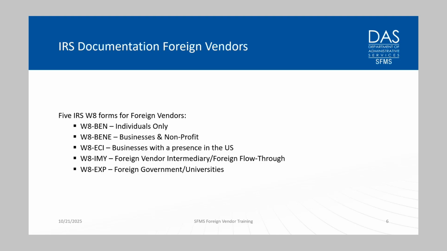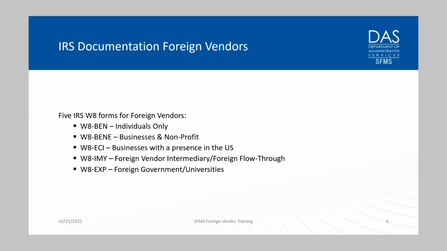W-8 ECI is for those foreign vendor companies that are headquartered outside the USA, but they have a presence in the USA. They have office facilities in the USA. So that's an ECI, which is effectively connected. I don't know what the I stands for, but effectively connected, basically a business entity, but that would be an E. Anyway, those guys have a presence in the US. You also might get a W-9 from them. Don't be surprised. It's acceptable if it accompanies the ECI.